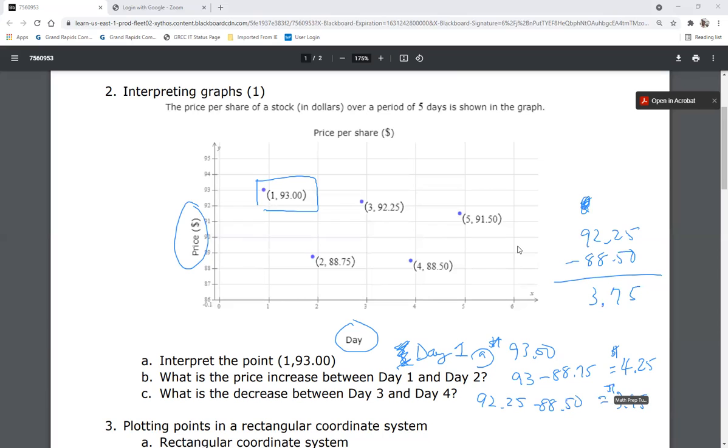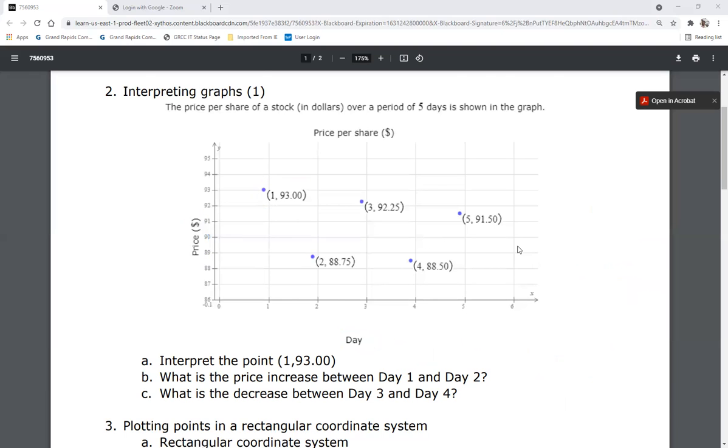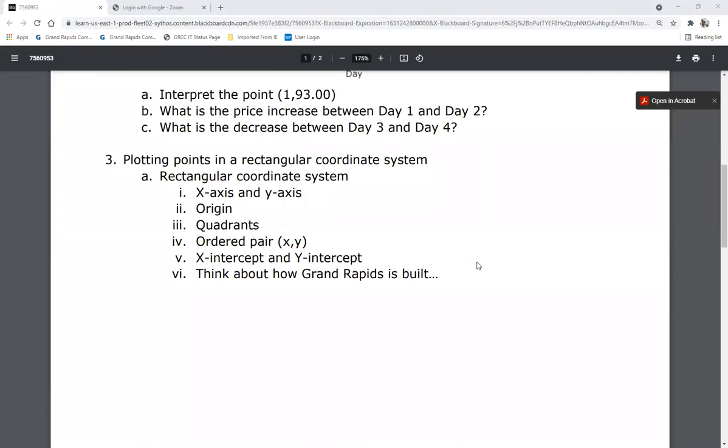Okay, so it's not too bad. But essentially you're looking at a point and you're looking at the axes and the labels and figuring out exactly what they want. All right, let's go ahead and move on to plotting points.